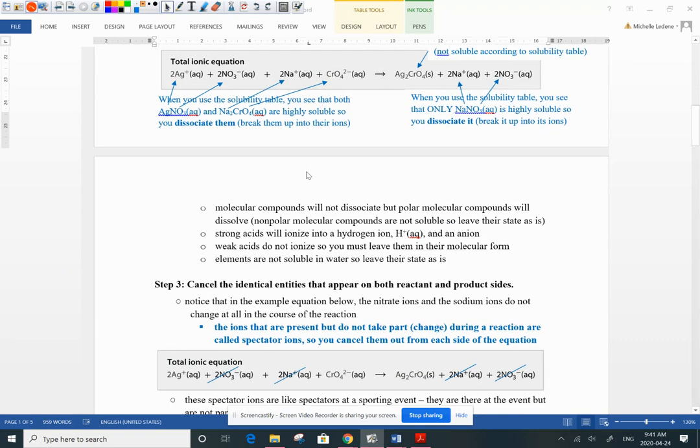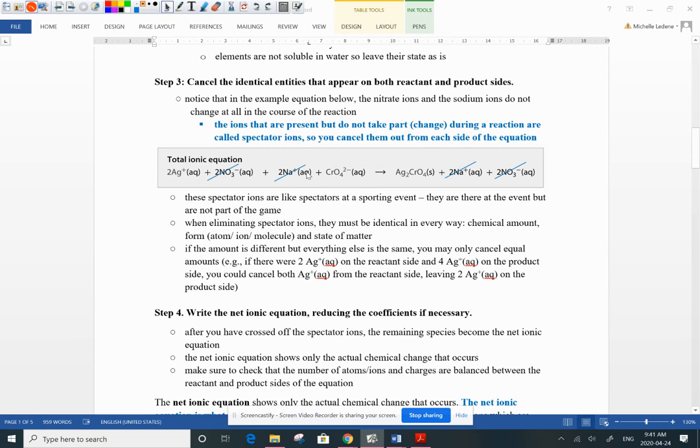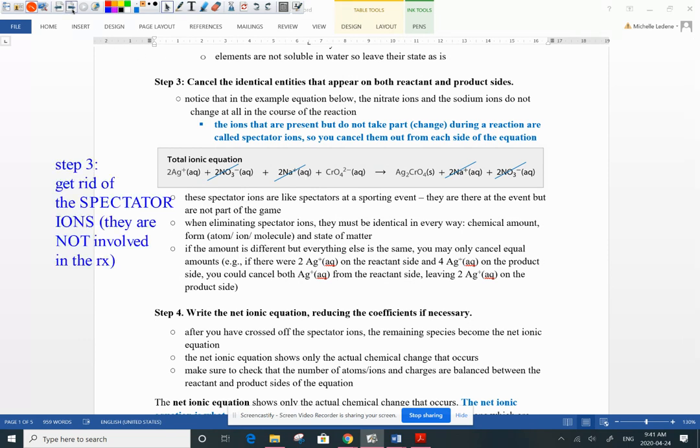Now my step 3 is going to be to cancel the entities that are the same on both sides of the equation. We call these the spectator ions. They're not involved in the equation, so we don't care about them. They're not doing anything. So you will notice that the nitrate has a coefficient of 2 out front. Here he has a coefficient of 2 out front.